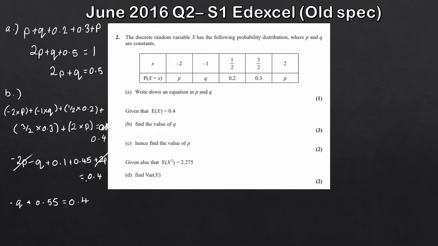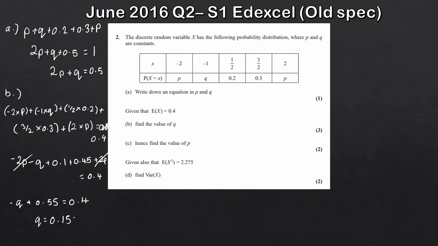I want it in terms of q, obviously, so I'm going to take that minus q across and take this 0.4 onto the other side as well. So add q and then subtract 0.4 from both sides. So I'm going to get, therefore, that q is equal to 0.15. And it's as easy as that because the p's cancel.